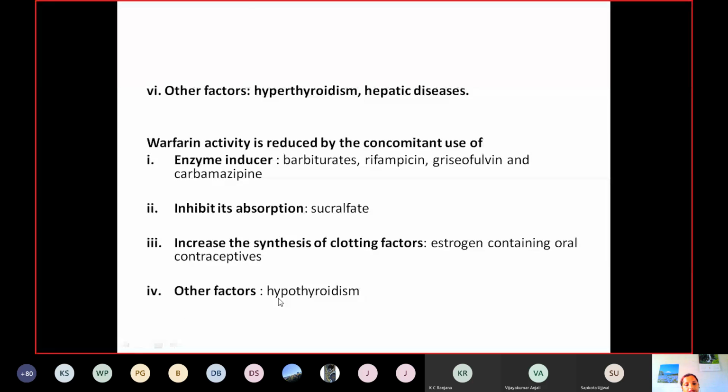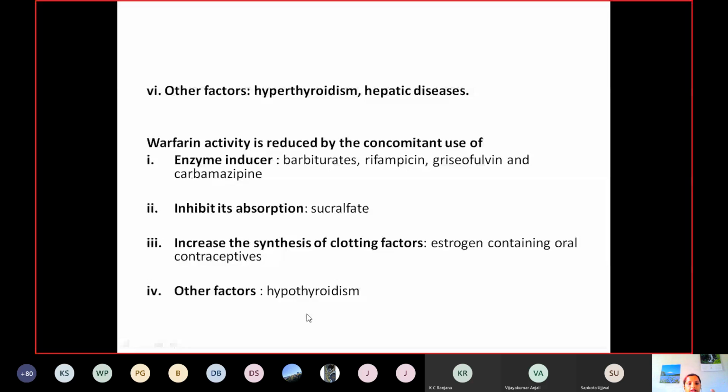Other factors: hypothyroidism. In hypothyroidism there is decreased catabolism of clotting factor, because all the basal metabolic activity is decreased in a hypothyroid patient, whereas it is increased in a hyperthyroid patient. So the clotting factor catabolism is decreased, thereby increasing the clotting factor, so more warfarin is required in this condition.